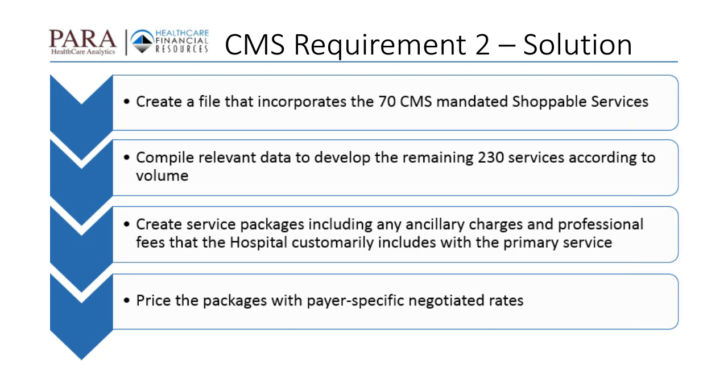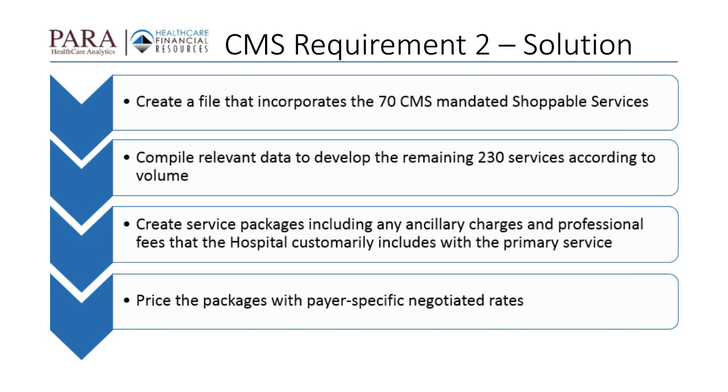Next, we must compile all the relevant data in order to decide which services to create the remaining 230 or more items. We suggest to include services that are of high volume, providing the consumer a listing of the most in-demand services being performed at the hospital. Once we have selected which services we will be publishing to the consumer-friendly listing, we must now pull in the ancillary services and professional fees that are customarily included with each shoppable service.